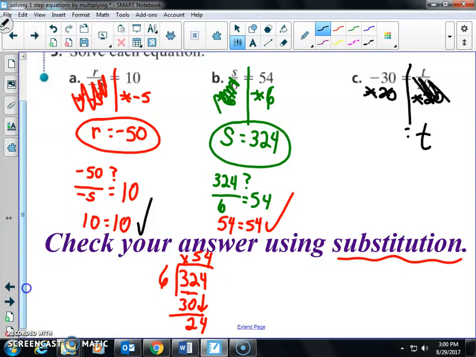I'm left with t. Negative 30 times positive 20. And negative times a positive is a negative. 30 times 20 is 600. I'm pretty sure that t is negative 600.